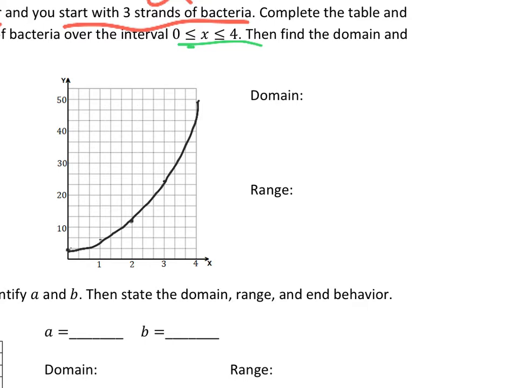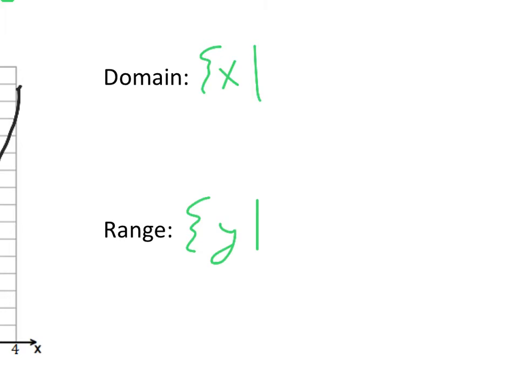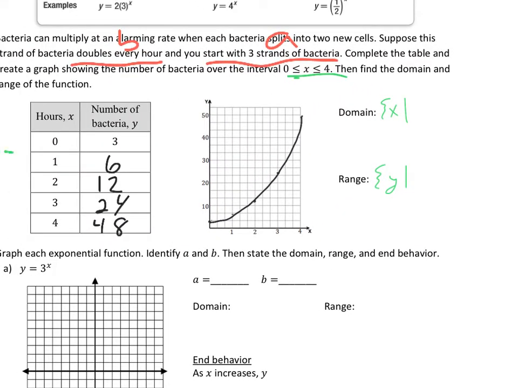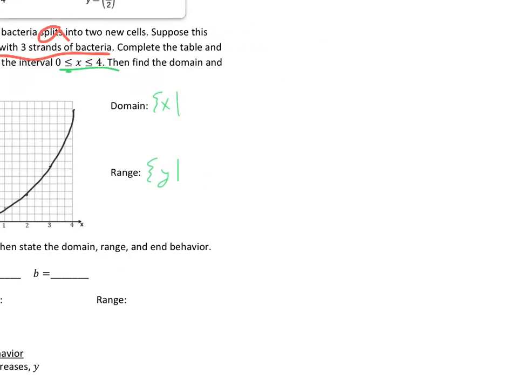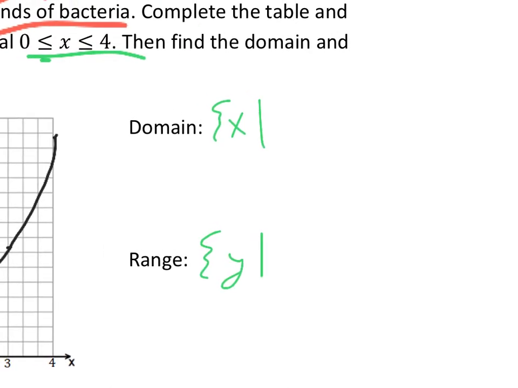So, okay, we're talking about the domain. So domain are all of our x values. So we're going to go back to set notation. So our domain is x such that, and our range is going to be y such that. Alright, so domain are x values. Well, our original is at 0 hours, and we're going up to 4. So I'm literally just moving that interval down. 0 is less than or equal to x, which is less than or equal to 4.